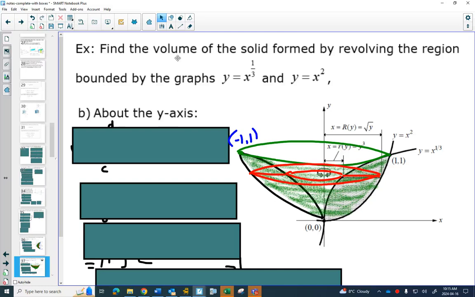So we've got two graphs, right? Y equals the cube root of x and y equals x squared. I've drawn those, and where they intersect is at 1, 1. Oh, and then how do we flip it? This one says it's rotated about the y-axis. So that means we've got these little arrow things here.